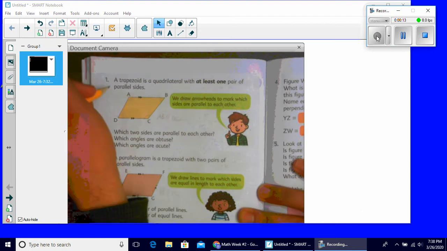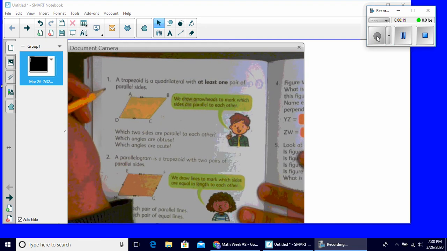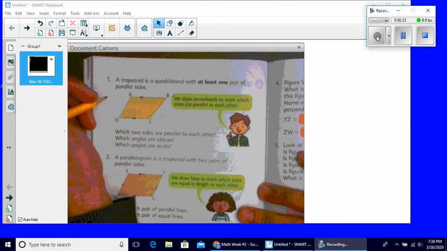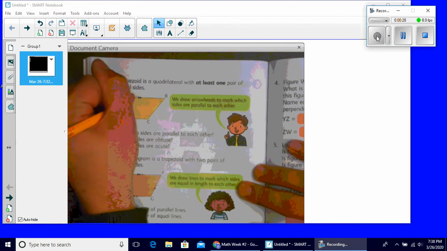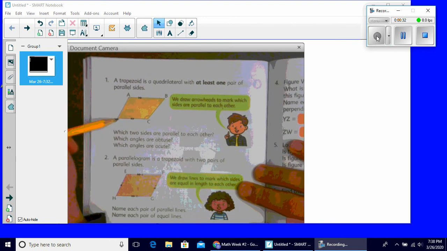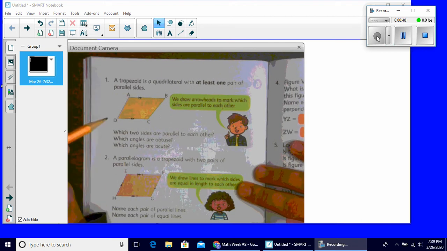So number 1 talks about how a trapezoid is a quadrilateral with at least one pair of parallel sides. You know that from the past 2 days of studying the characteristics of quadrilaterals. Notice these 2 little arrows here on each side. So here's line AB and line DC, and there's these 2 little arrows on each. Those 2 little arrows are called arrowheads. They're used to depict lines that are parallel to one another, okay?